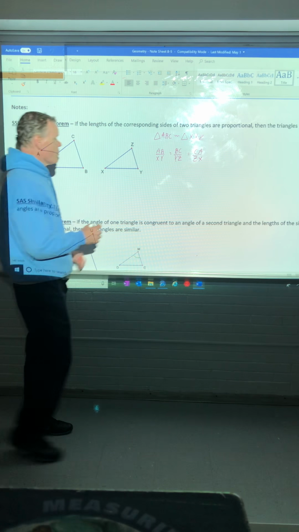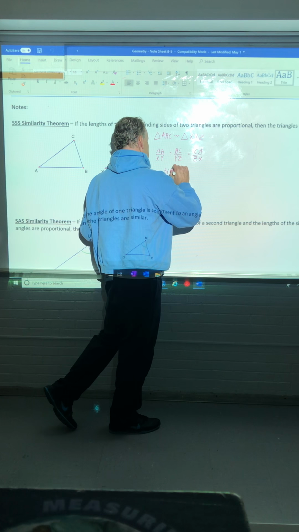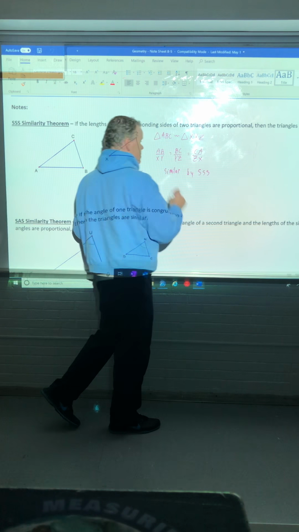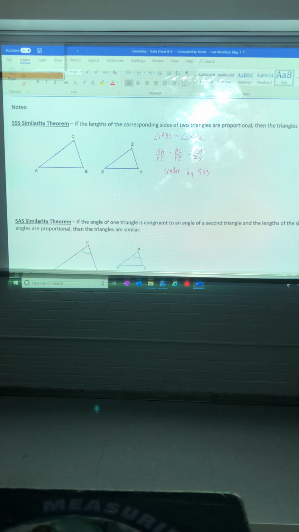Okay, that would be proportional by, or similar by side. If you have each side in proportion to another side. Okay, so that's your first theorem that we're looking at here, proving similarity.